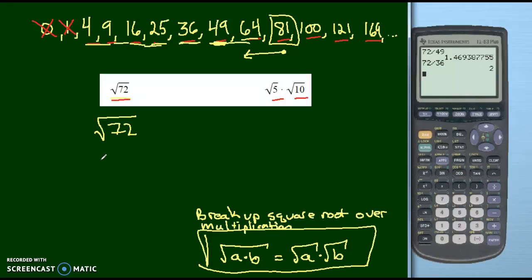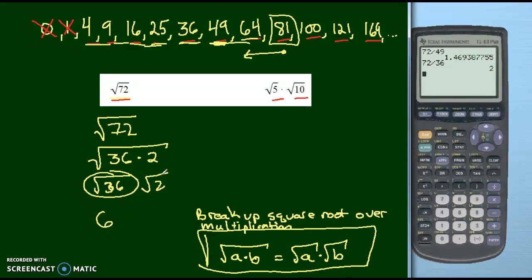So I'll rewrite that 72 as the product of the biggest perfect square I could find that goes into 72 evenly and whatever's left. Then I'm going to break it up over multiplication. And this is a number that I do know how to square root. I know the square root of 36 is 6. I don't know the square root of 2, so that's going to stay. This is called a simplified version of root 72.